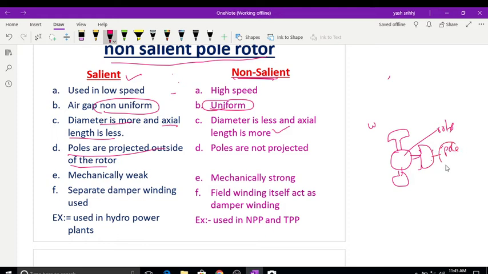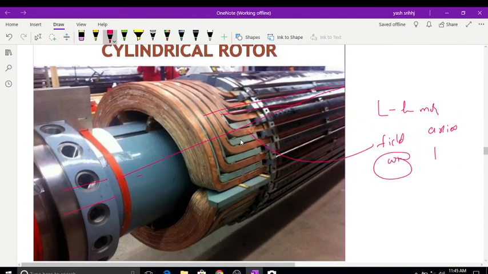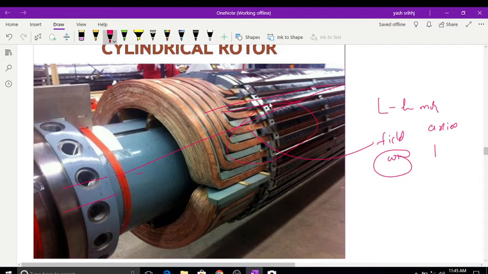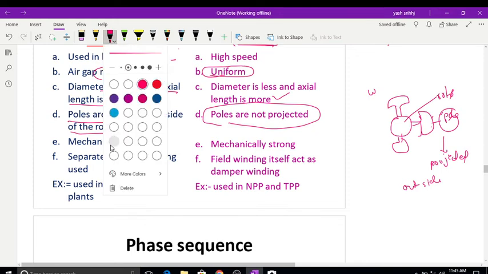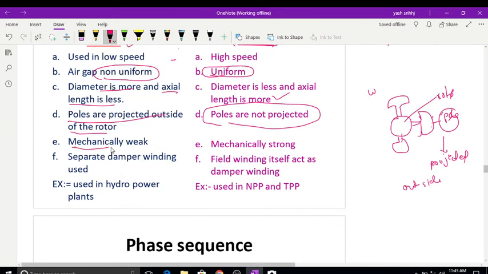So these poles are projected outside, but here poles are not projected outside because the poles are inside. So you can see here, poles are not projected outside in the cylindrical rotor, and this is mechanically weak because this is used for only low speeds.